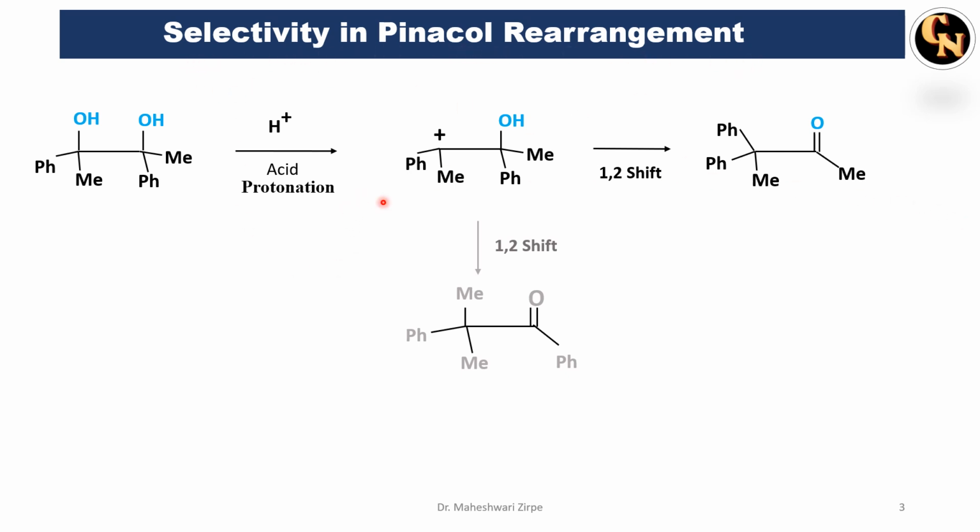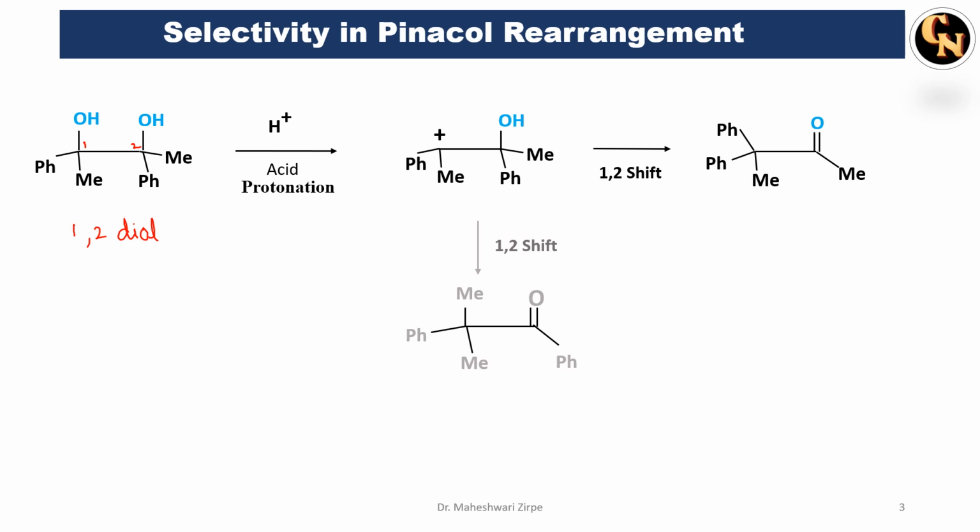Selectivity in Pinacolone rearrangement. This is also there in the previous video, but I'll repeat once again. So here this is your 1,2 diol, where the substituents are phenyl, methyl, phenyl, methyl. In the previous video we have already seen which is the stable carbocation and how the carbocation is formed. All those steps we have seen. So in this part we will be seeing the selectivity of the Pinacol rearrangement.